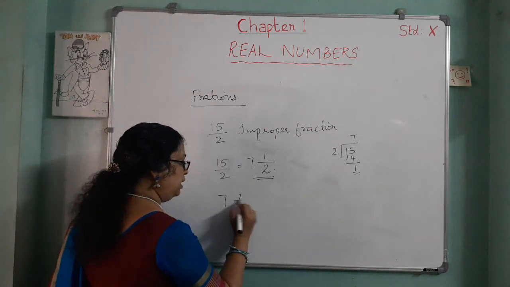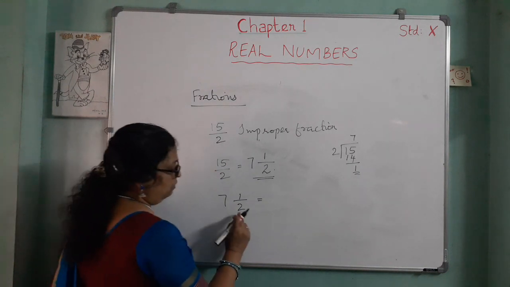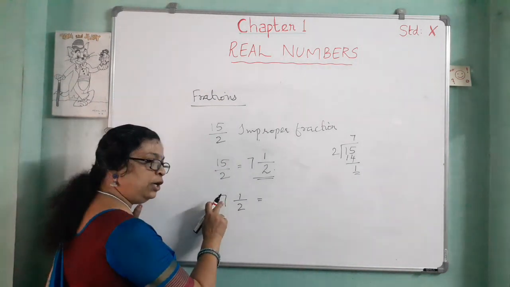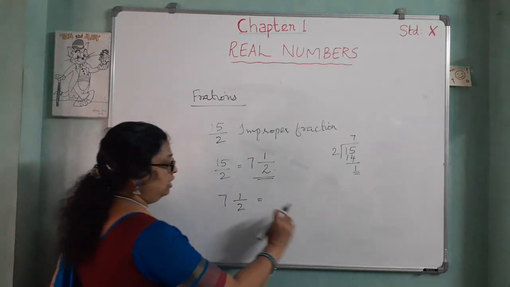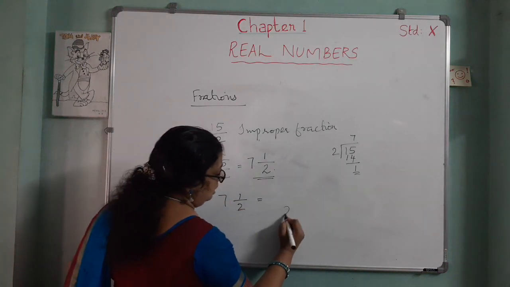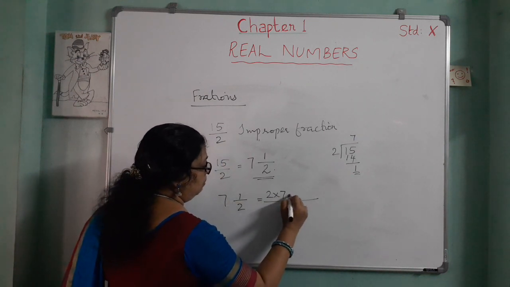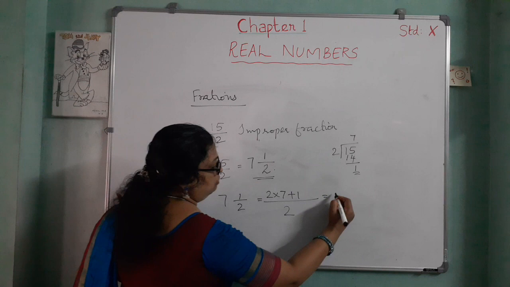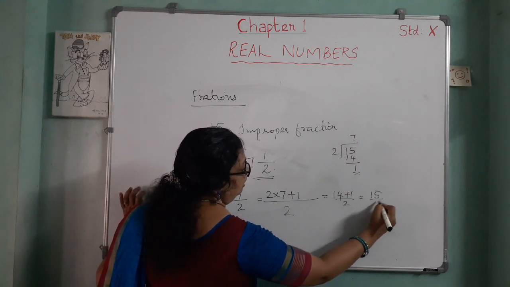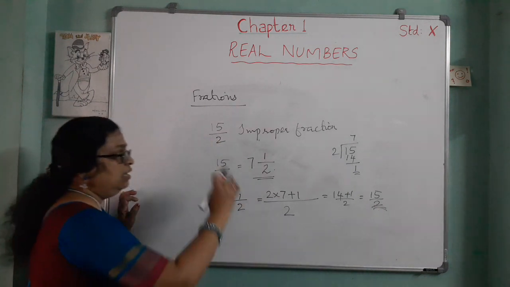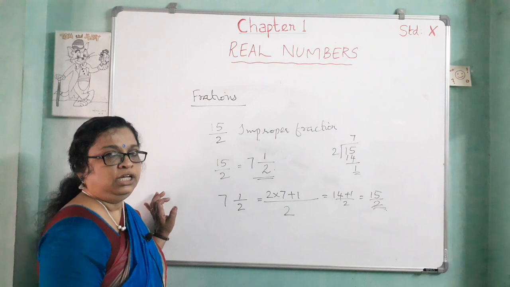Then 7 1 by 2. This is mixed, we convert to improper. How to convert? Denominator into whole number plus numerator, that is numerator divided by the same denominator, that is 2 upon 2 into 7, then plus 1. So 2 into 7 is 14 plus 1 by 2, which is equal to 15 by 2. So in this way we can convert improper into mixed and mixed into improper.